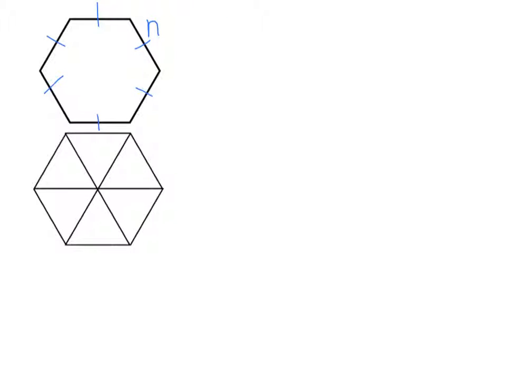We're trying to generalise a formula to find the area of a regular hexagon with sides n. To do that, we're going to split it into 6 equilateral triangles, which I've done already, and then we just need to find the height of our equilateral triangle in terms of n, so that we can work out its area using a half base times height.